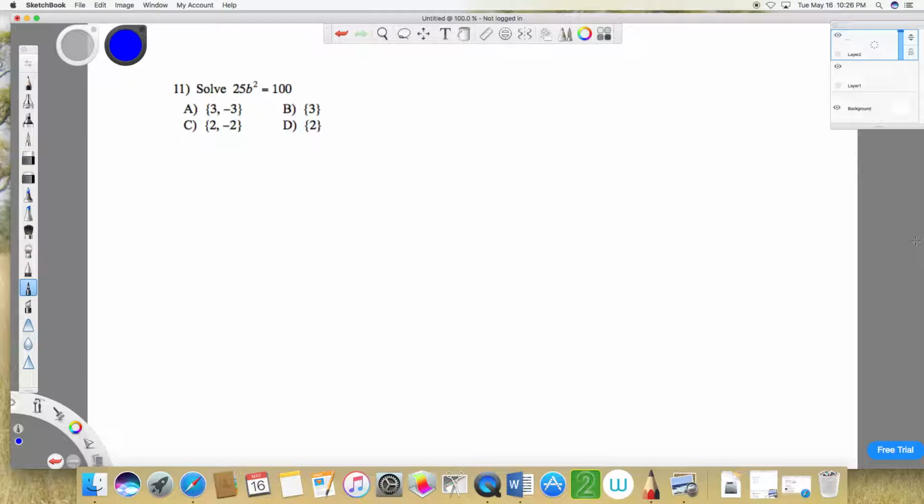So let's take a look at first what I notice: if I write down 25 times b squared equals 100, I can think of 100 as 25 times 4. So the first thing I'm going to do is divide both sides of this equation by the number 25. 25 divided by 25 is 1, and it's just going to make the numbers smaller and easier for me to work with. So I have b squared is equal to 4.